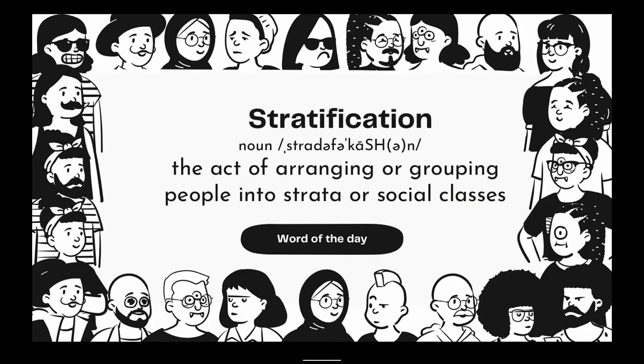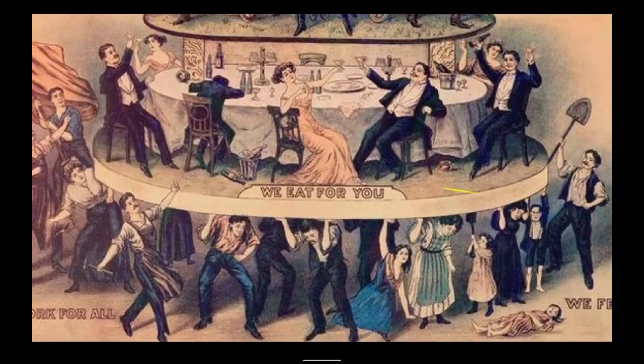So our word of the day today will be stratification. To some, this may seem familiar. To others, it may not. So stratification is the act of arranging or grouping individuals into strata or classes. That is the most comprehensible definition of stratification, unlocking our discussion all throughout this video.